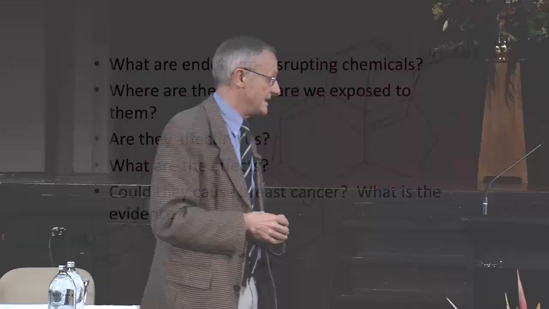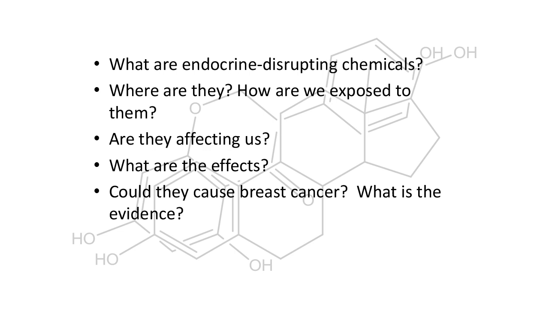So what I'm going to try and cover today is, what are endocrine-disrupting chemicals? These are the chemicals I'm very interested in, the chemicals that interact with the female hormone receptor that we think might be involved in the development of breast cancer. I want to talk about what they are and how we're exposed to them. Are they affecting us? That's a big question. I'm glad I've got a whole 6 hours to talk to you today, because I'm going to need that, I think. What are their effects? And could they cause breast cancer? That's a big word. And if so, what's the evidence?